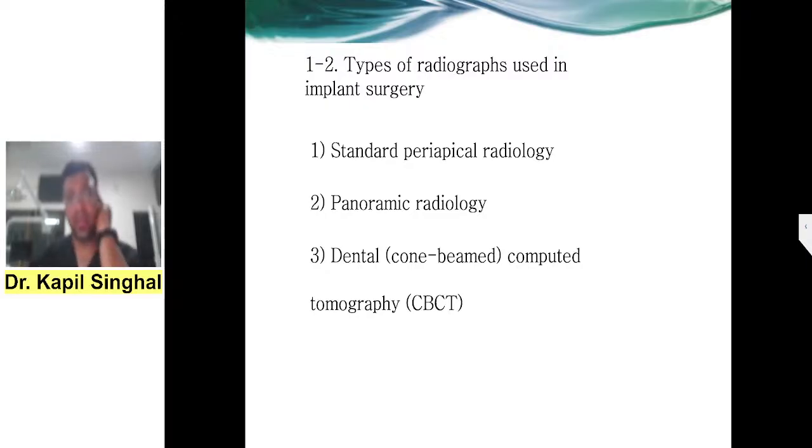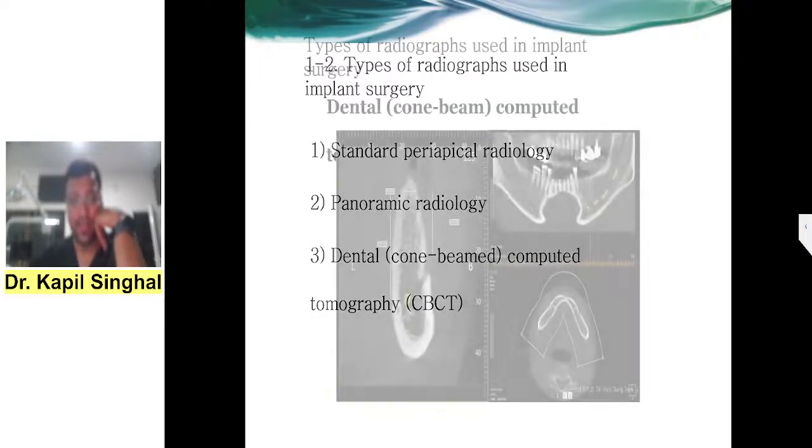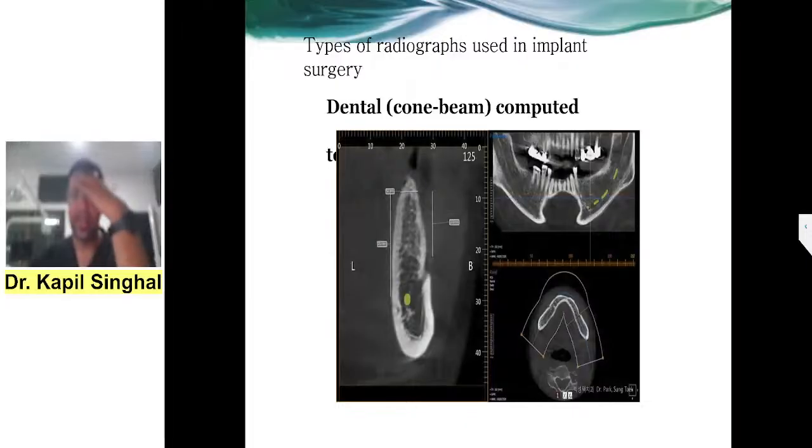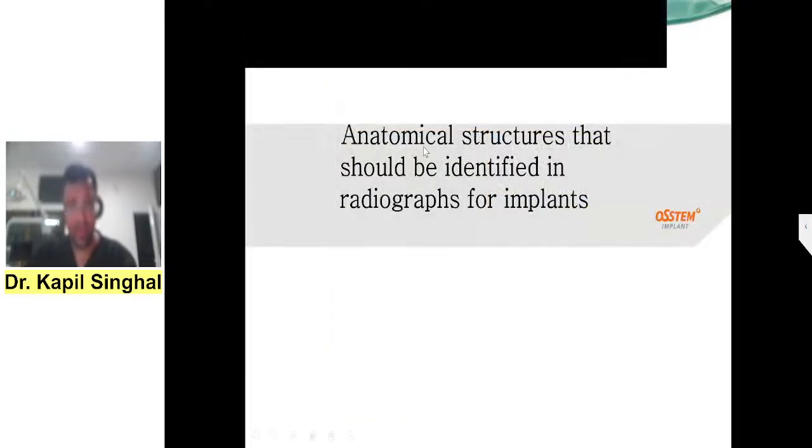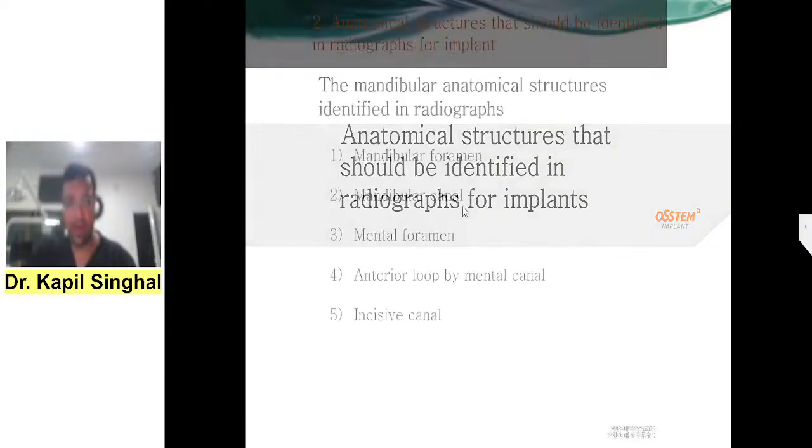Okay, now there are different kinds of radiographs used in implant surgery. One is your normal IOPA, then your OPG and CBCT. So this is a CBCT, cone beam computerized tomography. In this, they can ask you what, this is a sagittal section, this is panoramic, and the lower part is the axial section. Okay. Now we need to understand the different anatomical structures for implants.